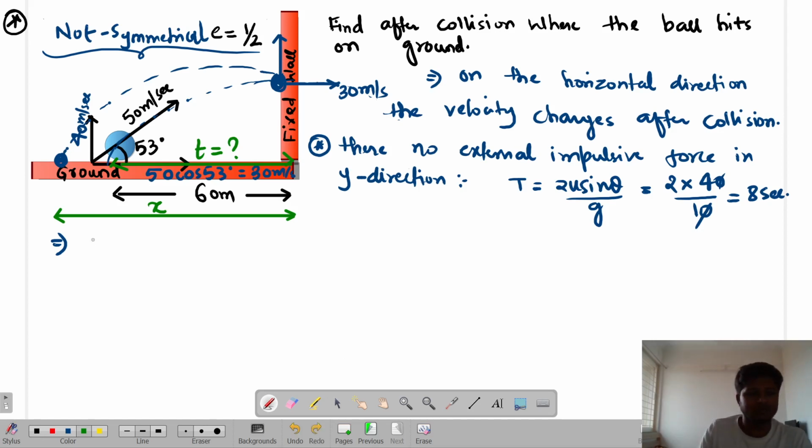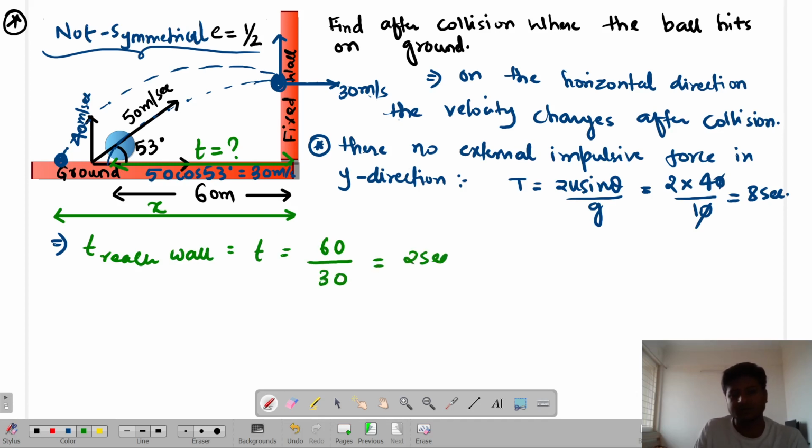Yes, so time to reach the wall is simple. I have represented the distance as 60, and in that there is no acceleration. Velocity is given 50 cos 30, which is 30. So this is equal to how much? 2 seconds. So the time left over is how much? It is a simple 6 seconds, isn't it?